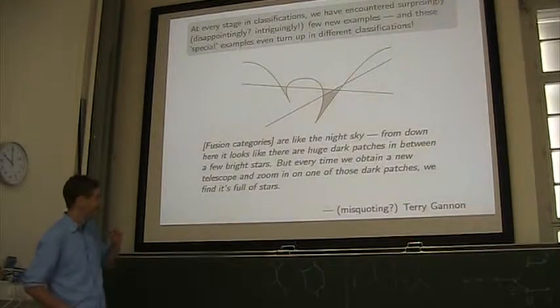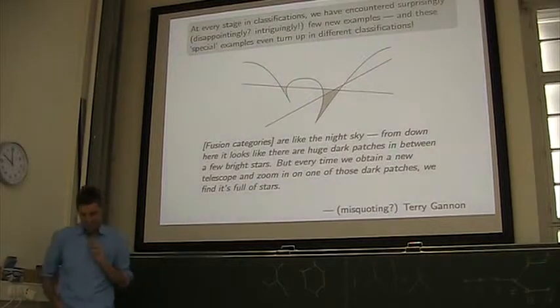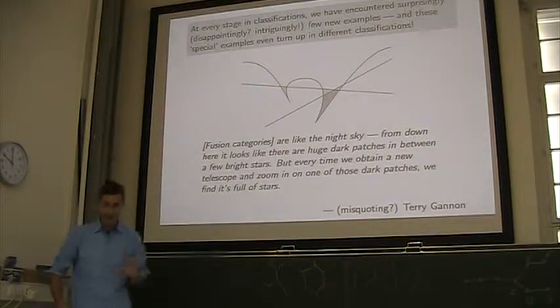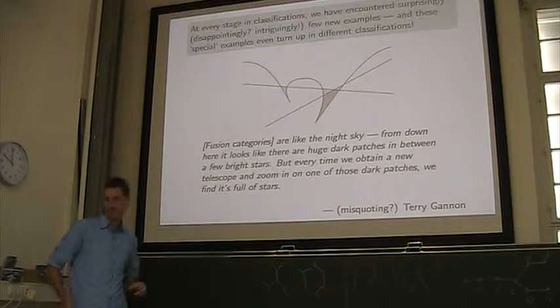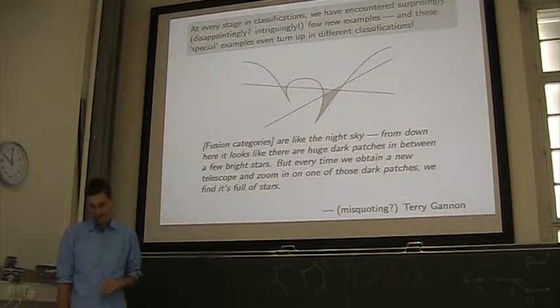My memory of a quote, something that Terry Gannon once said to me, maybe fusion categories are like the night sky. Down here at the moment, it looks like it's all just big dark patches in between a few bright stars. But every time we get a new telescope and the ability to zoom in somewhere close, we just see that it's full of stuff. There's zillions of stars out there. And we're only just beginning to get a sense of what's there. Okay. Thank you.